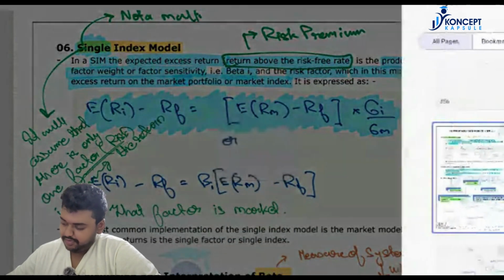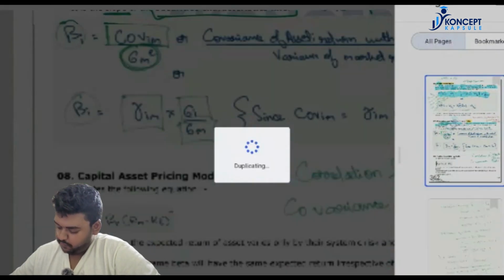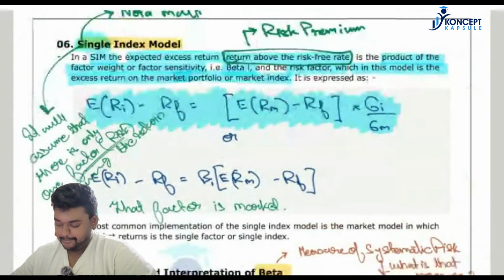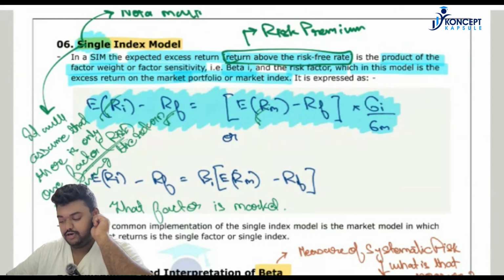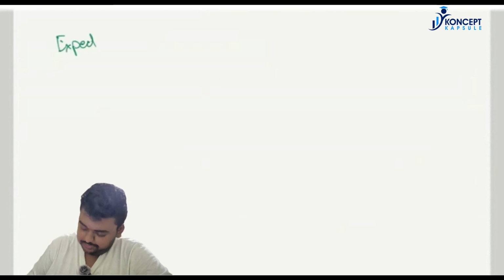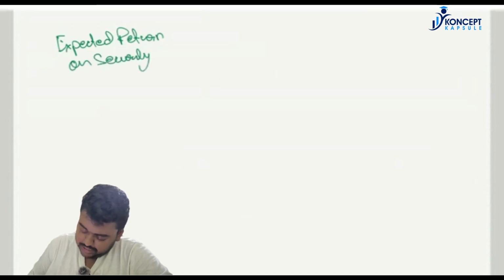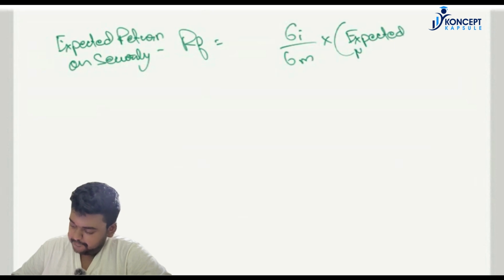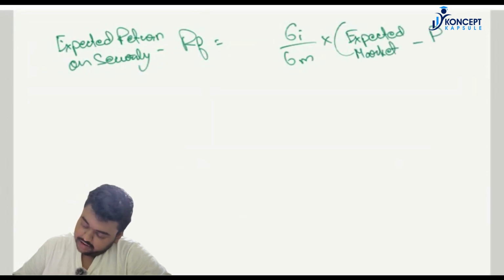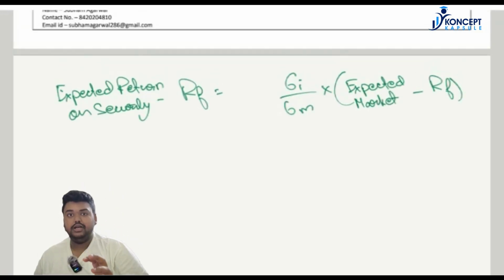See what is mentioned over here. Expected return on the security minus the risk-free factor is nothing but expected return of the market minus risk-free return into sigma I by sigma M. Guys, what it is saying is that expected return on security minus RF is nothing but sigma I by sigma M into expected market return minus RF.